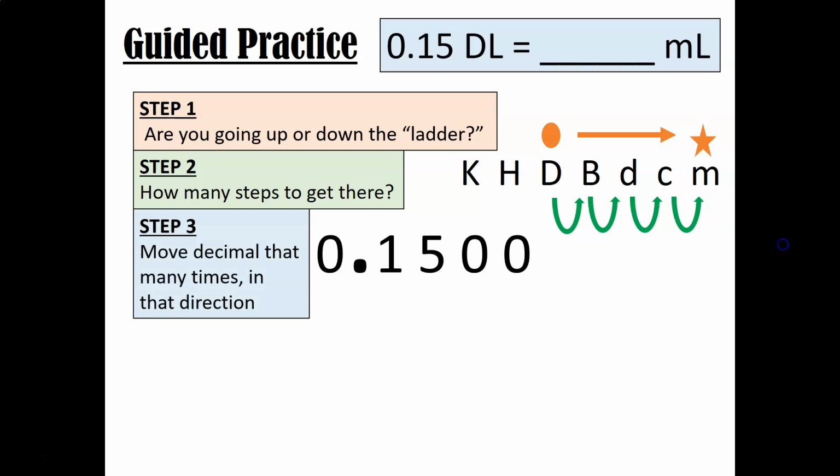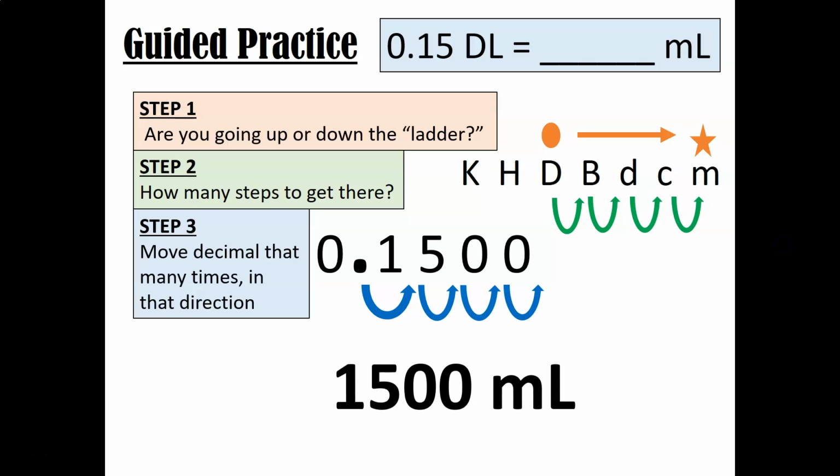So here's my starting number. I'm going to move it 1, 2, 3, 4 times. And now I have my final answer. So 0.15 decaliters is the same amount as 1,500 milliliters. Now sometimes people will stop me and say, wait a second, you didn't have zeros at the end up here, but you had zeros down here. Well, I need them as placeholders, right? So I can add them there because I need to make sure that I have these places saved.